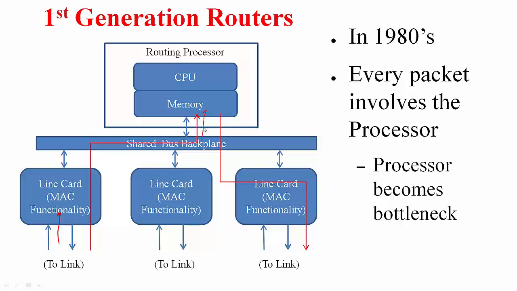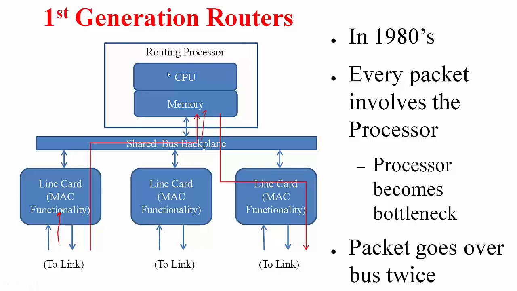As you can see in this case, the processor is involved in the processing of every packet and thereby becomes the bottleneck. If you convert your desktop into a router, for example, this is how the packets will be routed. But this is too slow for regular routing. So in this particular case, how many times does a packet go through the bus? Right, twice, once from the line card to the memory and then back again from the memory to the outgoing port.